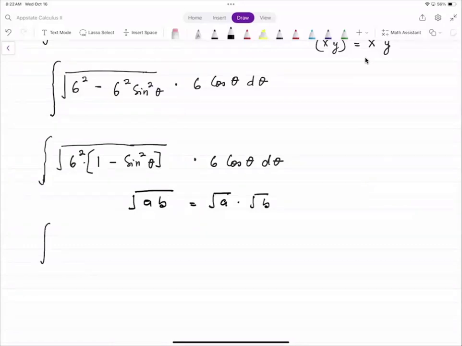So the square root of 6 squared is 6. So we have 6 here. And then we have square root of 1 minus sine squared theta here times 6 cos theta d theta.